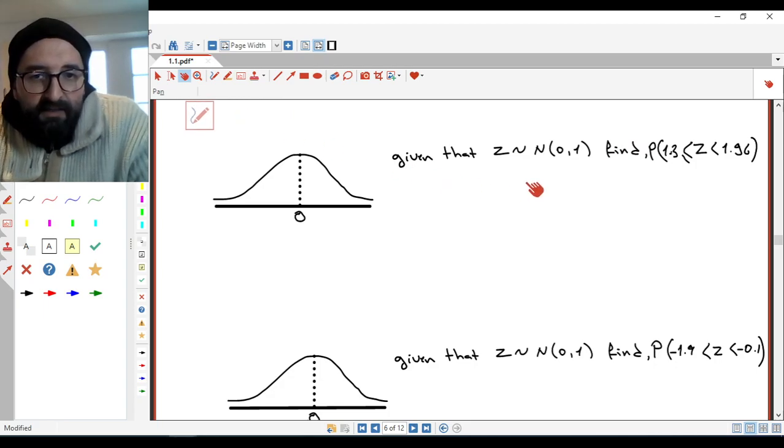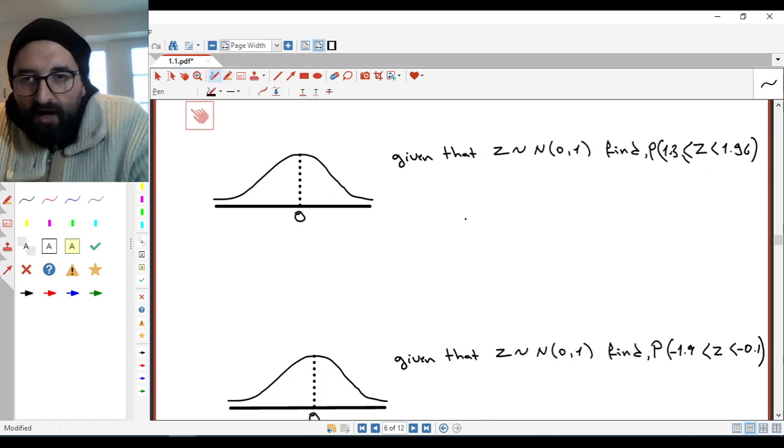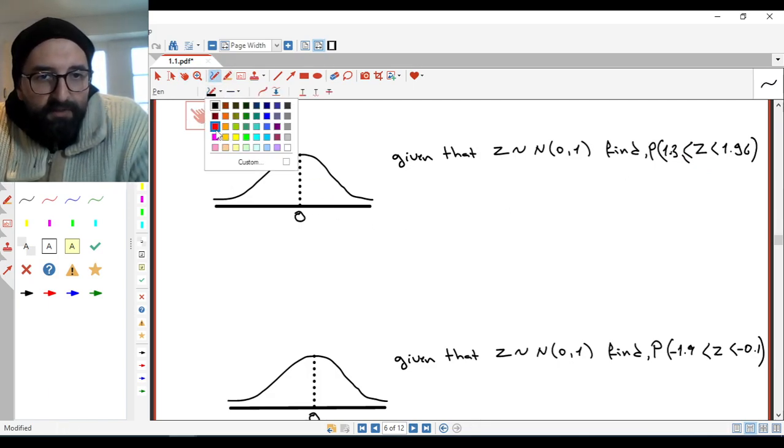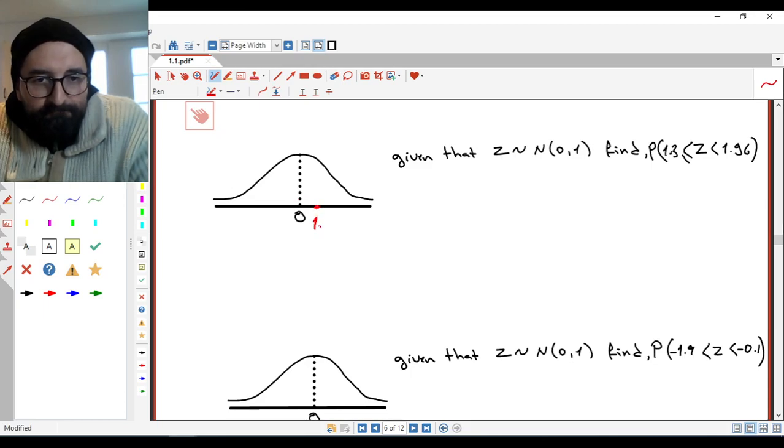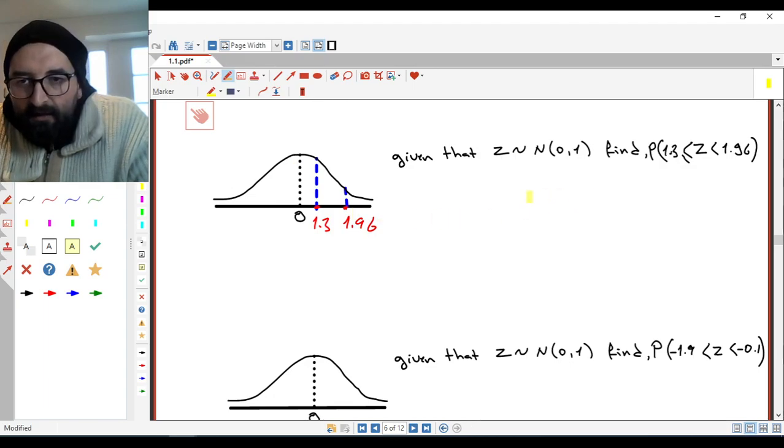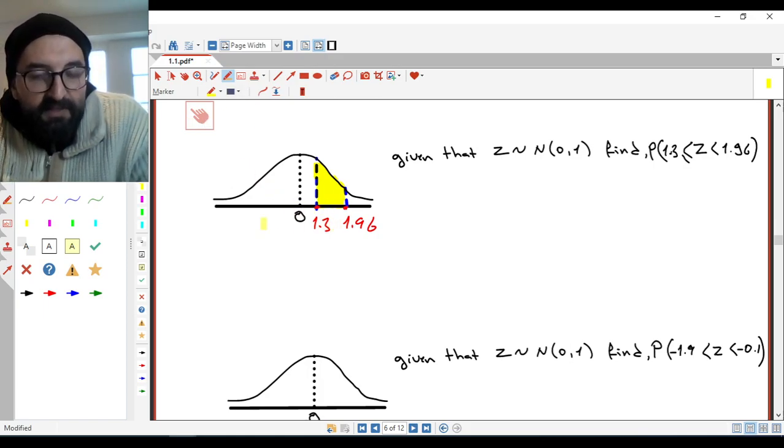And we have practice. Given that z is normal distribution and like that, firstly we have to find 1.3, 1.3 here, and 1.96, 1.96 here, and we have to draw line, but this line we are looking for more than 1.3, less than 1.96, this interval. How can we find this interval?